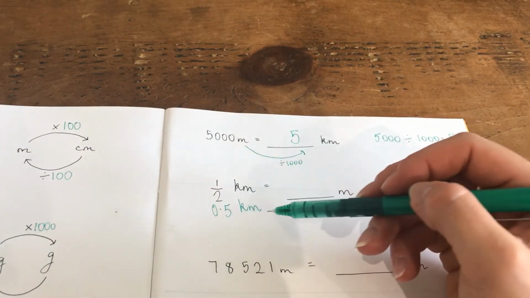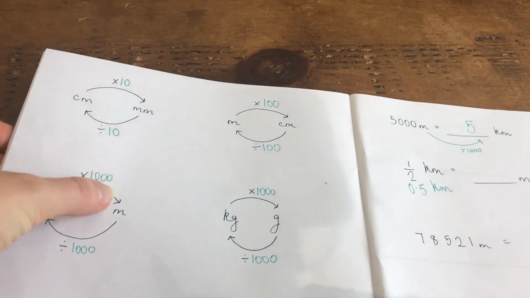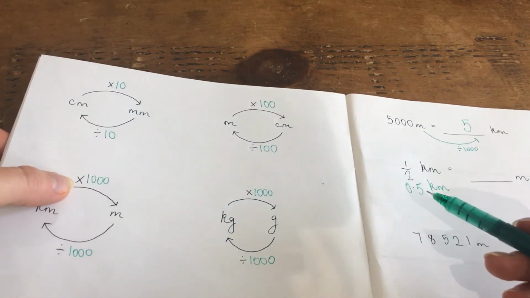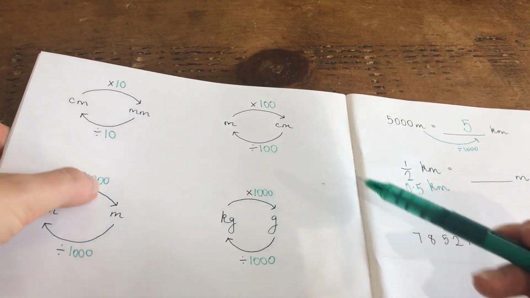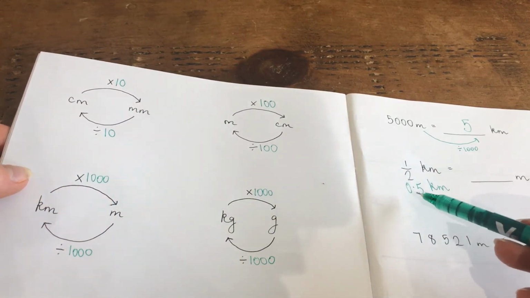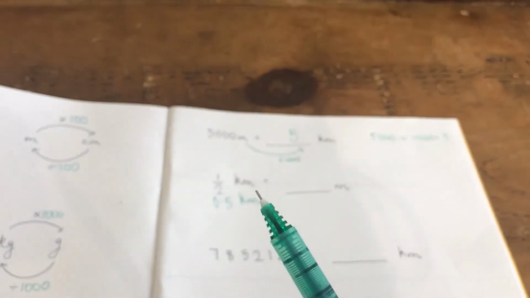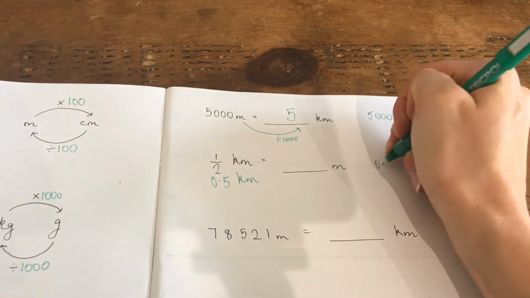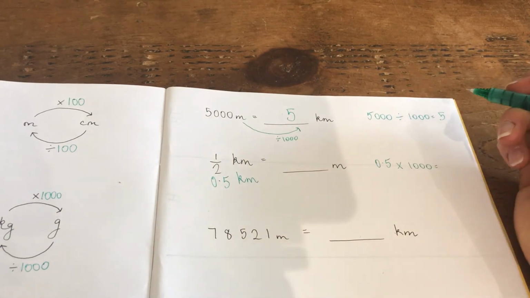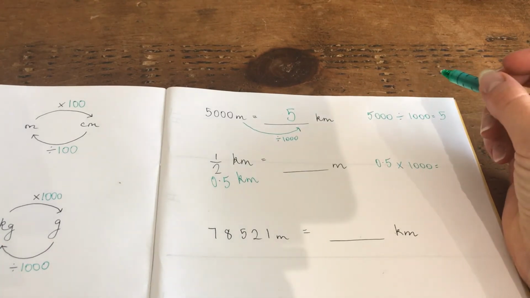Now this is the opposite to the one that we've just done. We're actually starting with the kilometres this time, and we're going to work round to the metres. So we need to times by 1,000, because 1 kilometre is 1,000 metres. So we're going to times this number by 1,000 to tell us how many metres are in the half a kilometre. So we're going to do 0.5 times 1,000. You need to think about it moving along the place value chart.